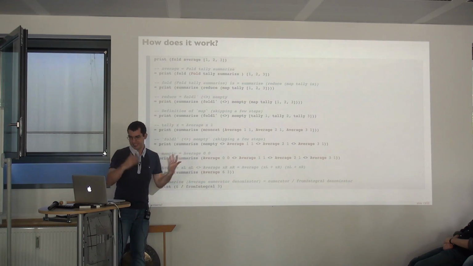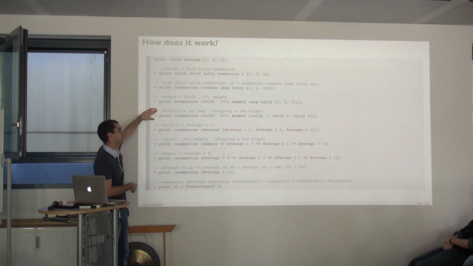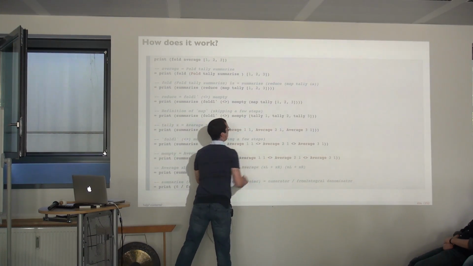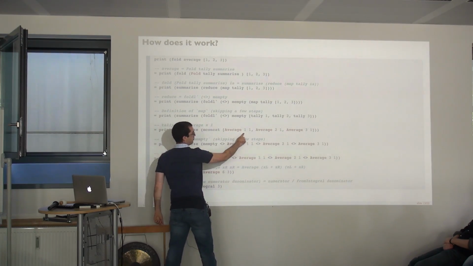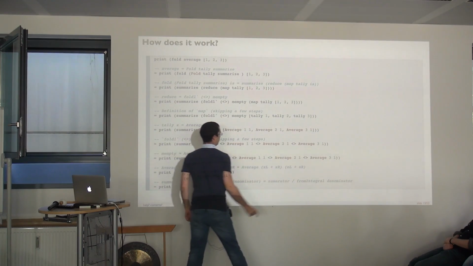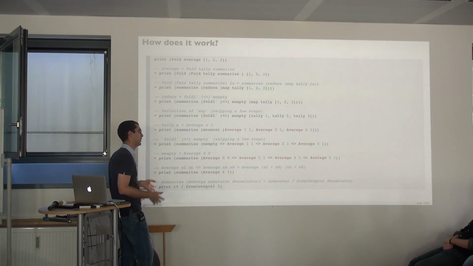And we can perform the same equational reasoning exercise. I'll skip the first few steps, which are basically the same as the original example. The only difference is now our tally function will take 1, 2, and 3 in this case and replace them with average 1, 1, average 2, 1, average 3, 1. And then we just have to add all these averages together using their monoid instance.